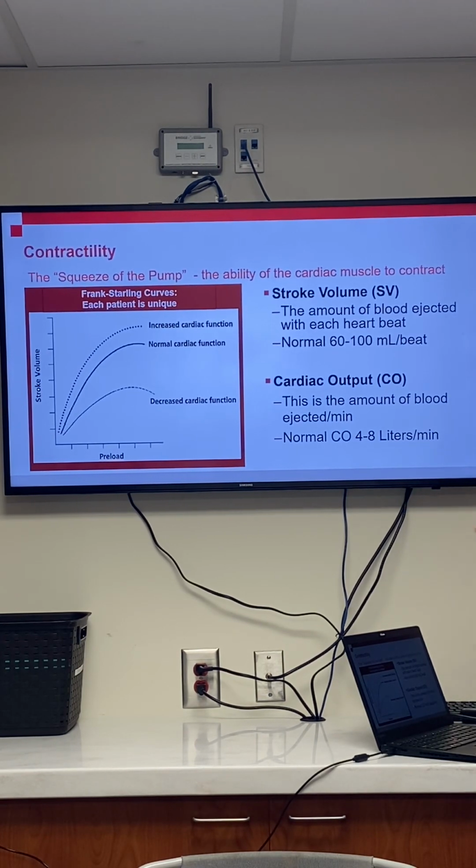So we talked about our preload, say preload's good, now we can check our contractility. Maybe our patient still needs some increase in perfusion. That's just the ability of the cardiac muscle fiber to contract. So we talked about our stroke volume, cardiac output or cardiac index, that's just the amount of blood ejected from the heart in a minute. Cardiac output normal range is 4 to 8, and your cardiac index is 2.5 to 4.